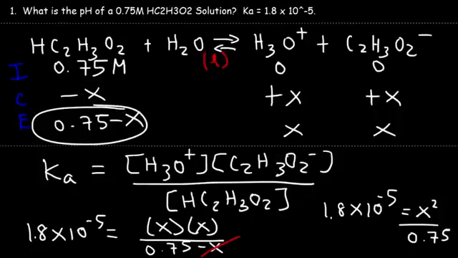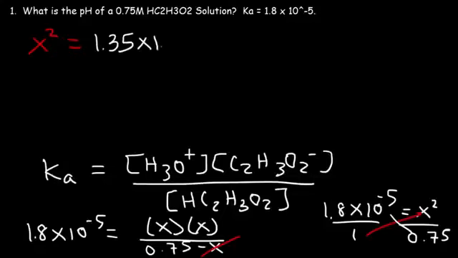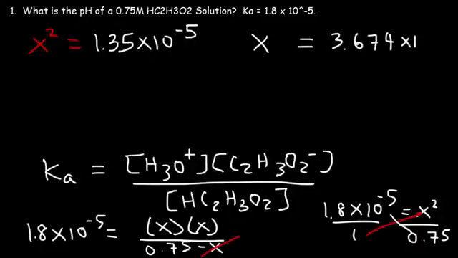Now let's get rid of a few things. We really don't need this anymore. But keep in mind that H3O+ is equal to x. Now, in order to find the value of x, we need to cross multiply. So 1 times x squared is x squared, and 1.8 times 10 to the minus 5 multiplied by 0.75 is equal to 1.35 times 10 to the minus 5. Now let's take the square root of both sides. The square root of that number is 3.674 times 10 to the minus 3. That's the concentration of H3O+.